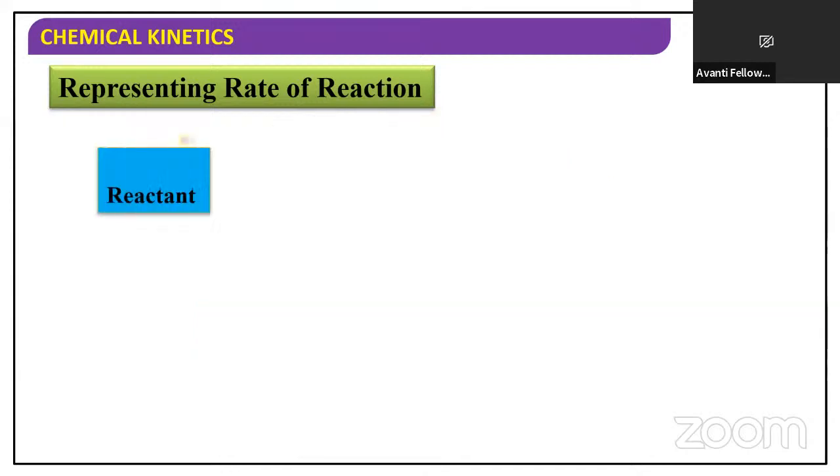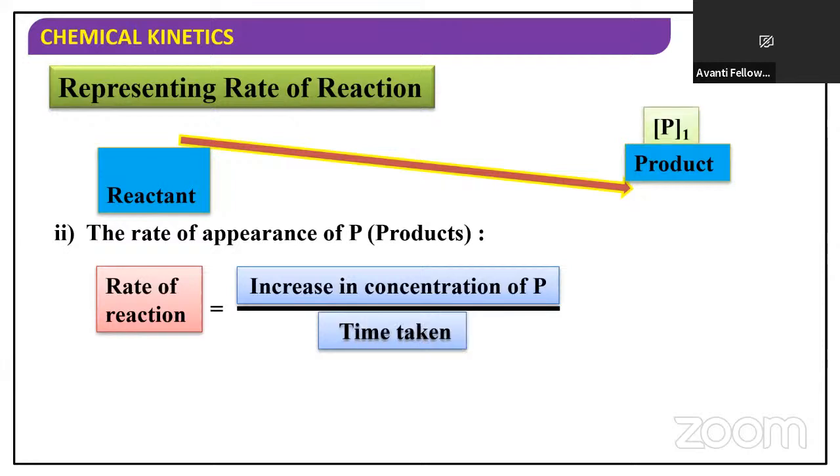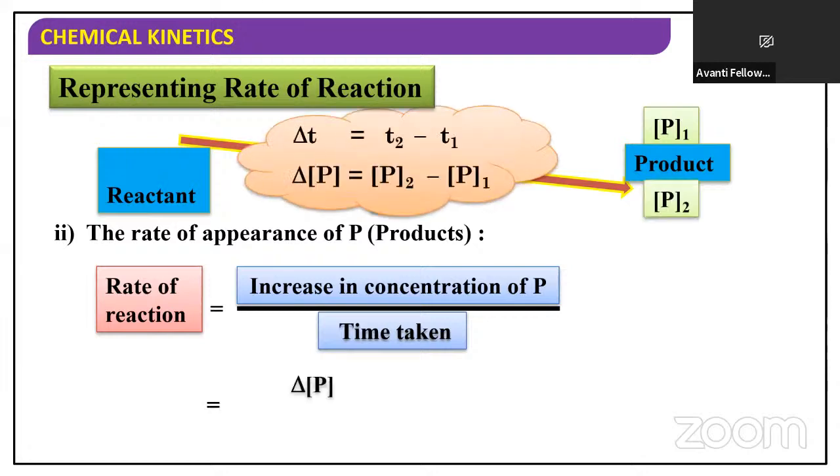On a similar note, if you want to represent the rate of appearance of product, it is the increase in the concentration of the product divided by the time taken. So you write delta P by delta T, and here we use the positive sign. Is this clear to everyone? Rate of disappearance, negative sign. Rate of appearance, positive sign. Is this clear to everyone? Just tell me.